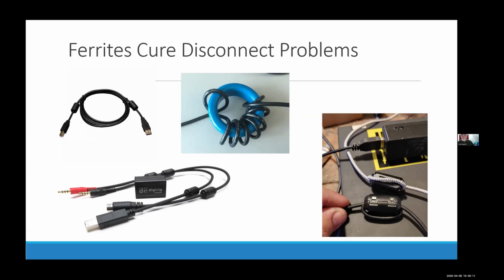There are some possibilities on the screen. This one has ferrites molded in, and it does a great job in my shack. At the lower left, you can see a sound card interface, and it comes with cables where the ferrites are already molded in. You can wrap cables around cores, and there are other things you can do. There are clamp-on ferrites. So I just want to mention that as the most common hardware problem.